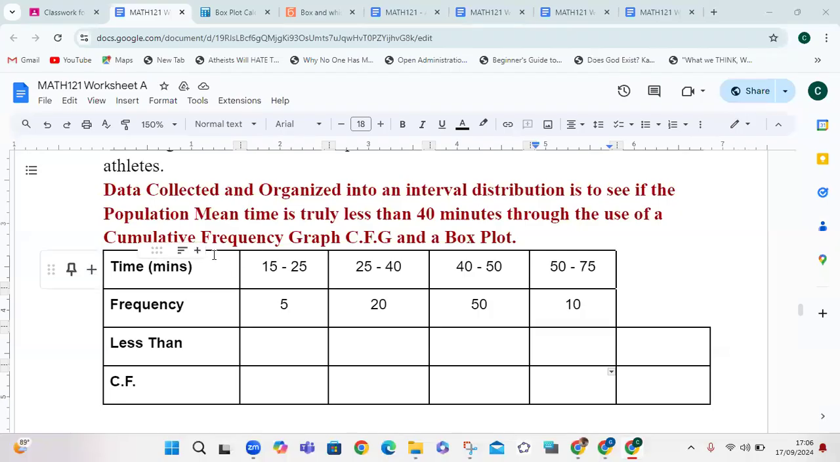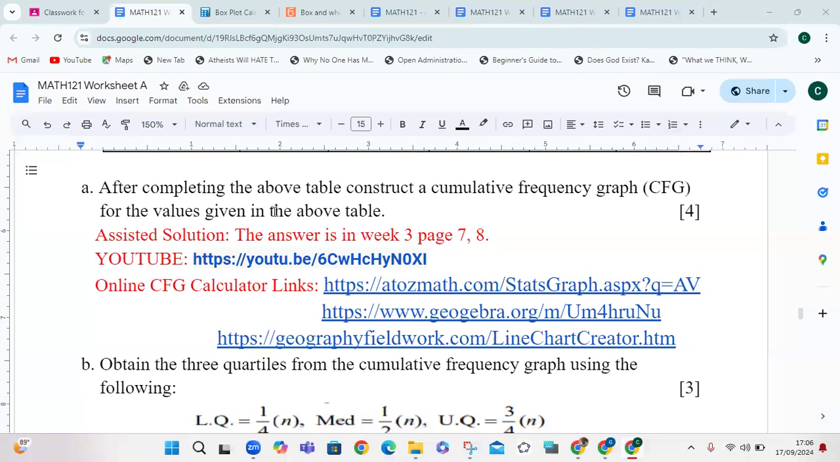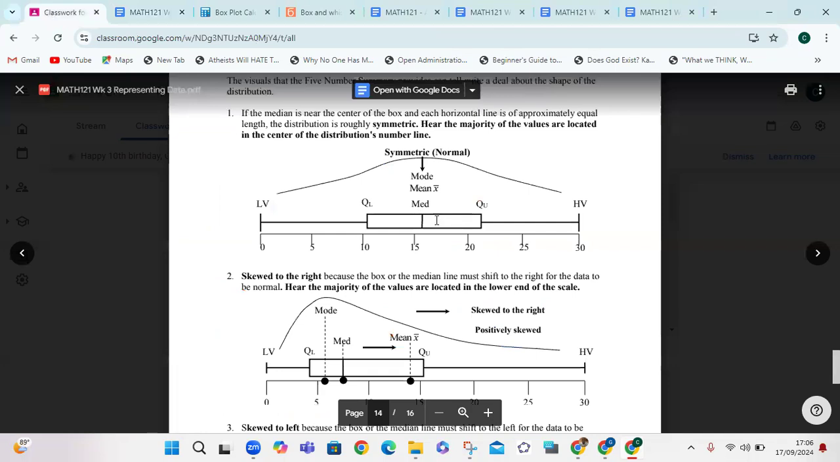Here's the data that has been collected and organized into an interval table. Now, part A says, after completing the above table, construct a cumulative frequency graph for the values given in the table. To get assistance, you can go to week 3, page 7 and 8. Go to classwork, go to week 3, page 7 and 8.